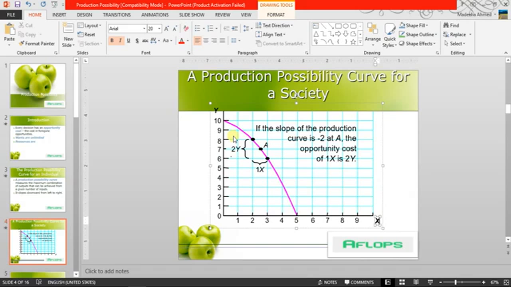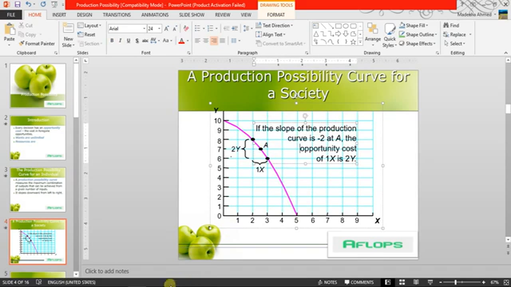Now we are going to discuss the gradient of this curve at point A. We are talking about the gradient at a particular point because a curve has different gradients at different points. So we are now considering the gradient of this curve at point A.